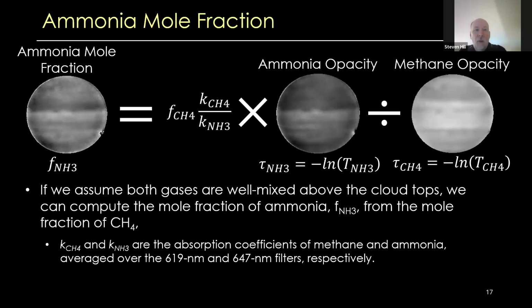And then you can compute the ammonia mole fraction as a ratio between the ammonia opacity and the methane opacity, multiplied by the ratio of the methane and ammonia absorption coefficients, and then referred to the methane mole fraction. And again, these are actual data, so you can see the amount of detail you can see. You can also see a few artifacts in there because, of course, data are not perfect.